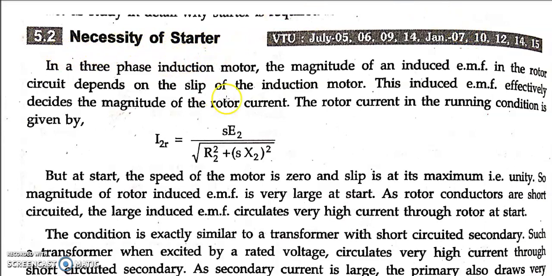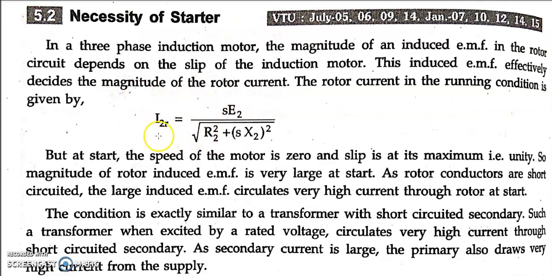Here we have an equation to explain why the current increases initially when we turn on the motor from standstill condition. Hope you remember this equation. This is the rotor current during running condition, which we derived in an earlier class. With the help of this equation we can see why the rotor current increases at the beginning.